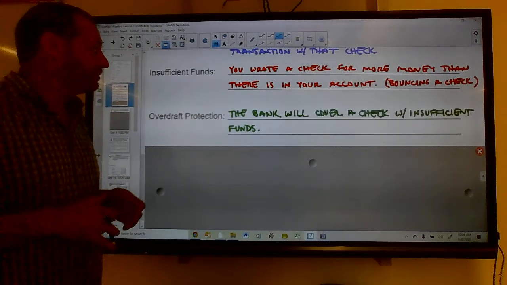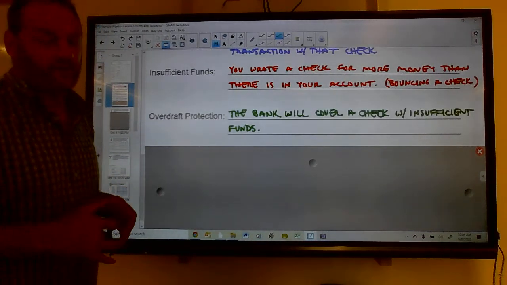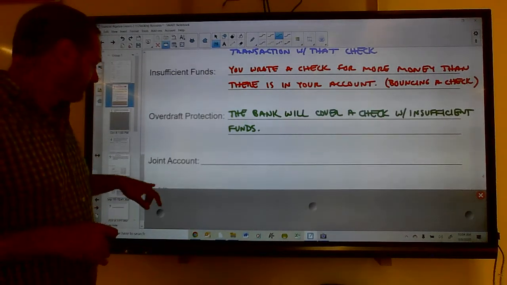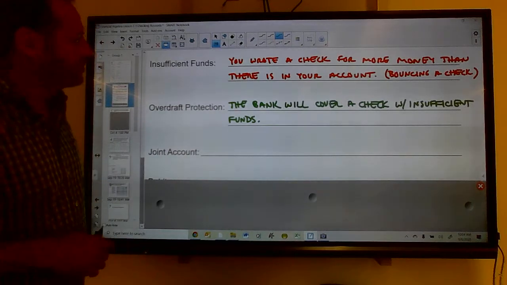I mean, most people will bounce a check at one time or another, and it doesn't mean that they did it on purpose. It just happens. Especially if you have a joint account.